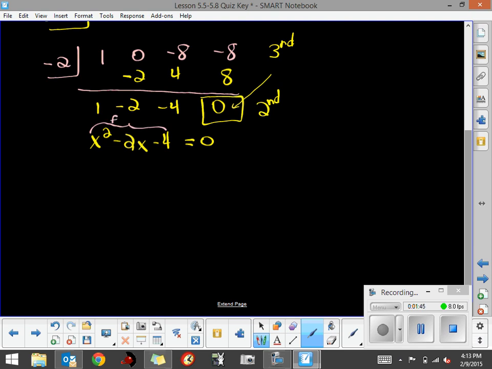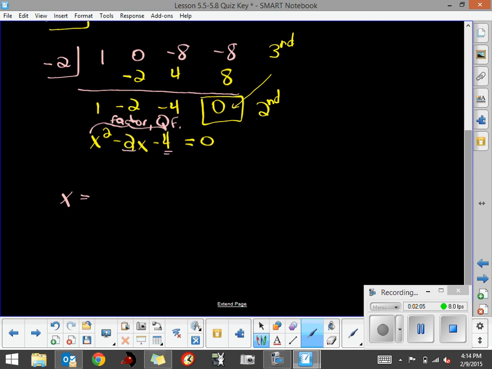I could possibly factor, but that's going to go to the wayside very quickly, but we can use the quadratic formula in all cases. There are no factors of 4 that are going to add up to a negative 2 or even subtract to a negative 2. So I'm going to find the factors, or at least the zeros, correct that. I'm going to find the zeros of this by using the quadratic formula.